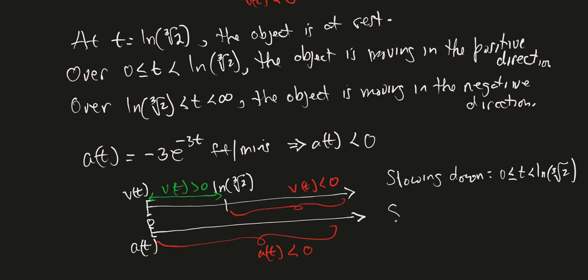And then when is it speeding up? Well, it's speeding up whenever they have the same color. So that occurs when t is greater than the ln of the cube root of 2. So just say t is greater than the ln of the cube root of 2.